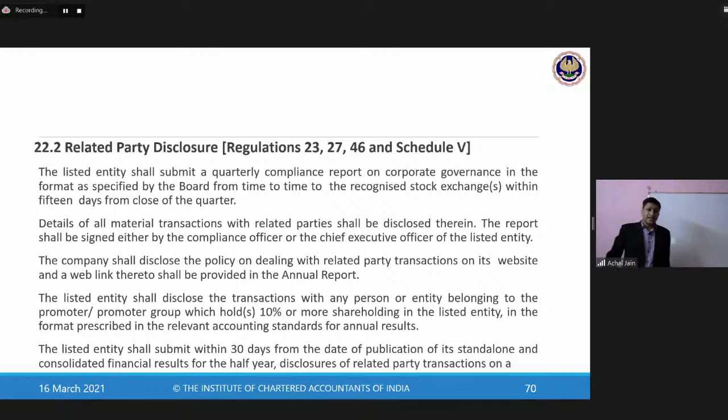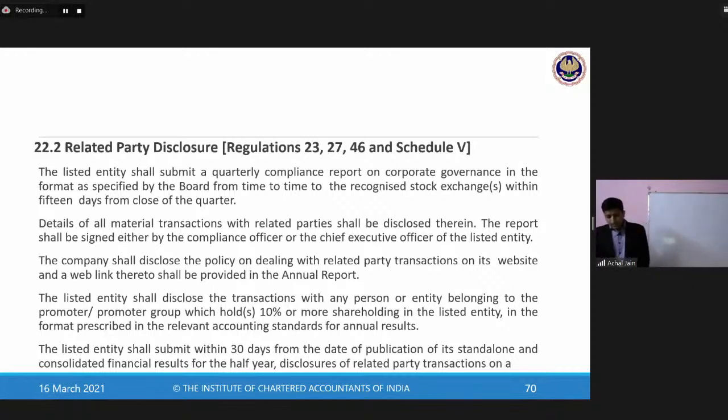The listed entity shall submit a quarterly compliance report on corporate governance in the format as specified by the board from time to time to the recognized stock exchange within 15 days from the close of the quarter.